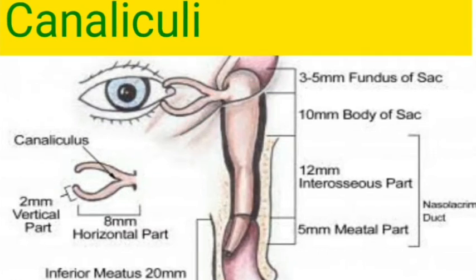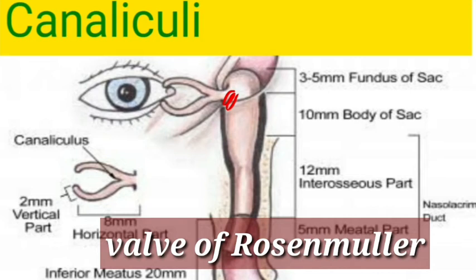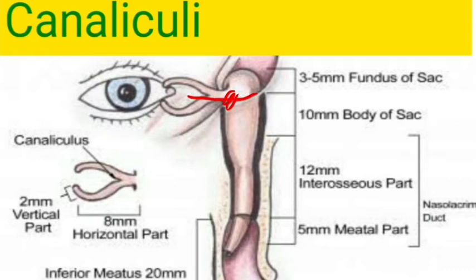At the junction where they open into the lacrimal sac, there is a fold of mucosa which forms a valve. That valve is called the valve of Rosenmuller. This prevents reflux from the lacrimal sac into the canaliculi when the orbicularis oculi muscle contracts. So this is about the anatomy of the canaliculi.